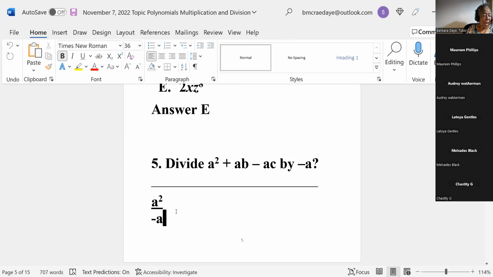Okay. Now A to the 2nd, Mercedes, divided by minus A to the 1st. What is that equal to? A to the 1, minus 1. Negative, negative 1. What is it? And negative, that's 1. 1 divided by 1 is 1. That should be minus 1.